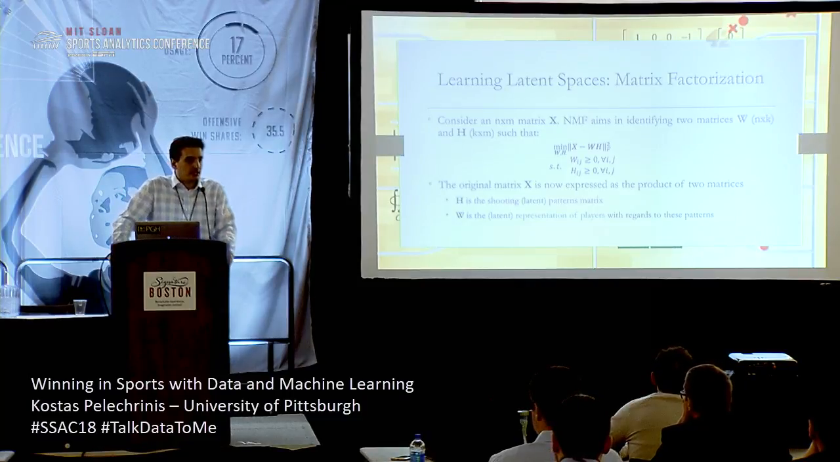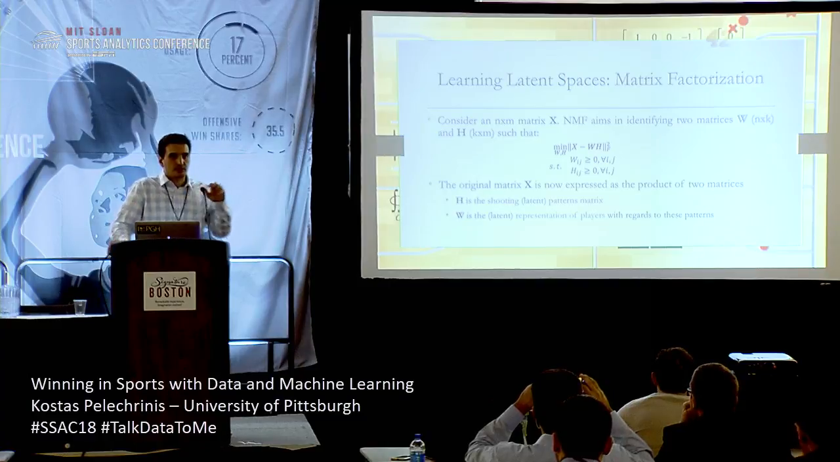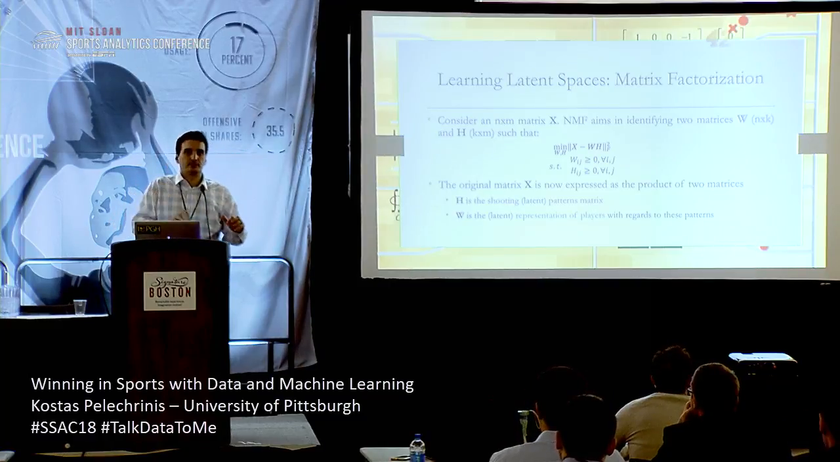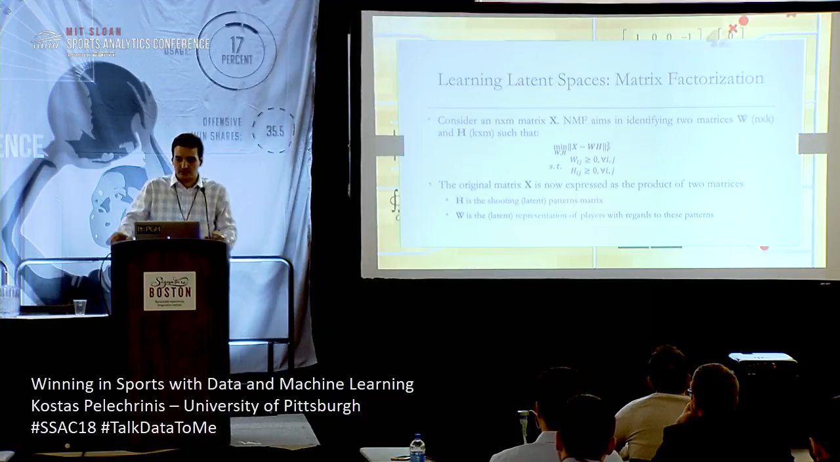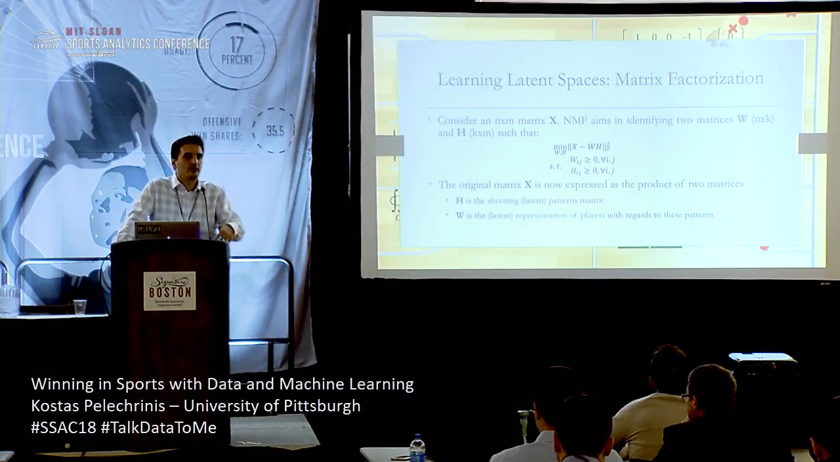So what you're trying to do, basically, is to solve this optimization problem. You're trying to minimize the distance between the original matrix and the product of these two matrices. So you're trying to find W and H that minimize this expression. And you have a constraint that all the elements of these matrices need to be non-negative. You cannot have negative things.